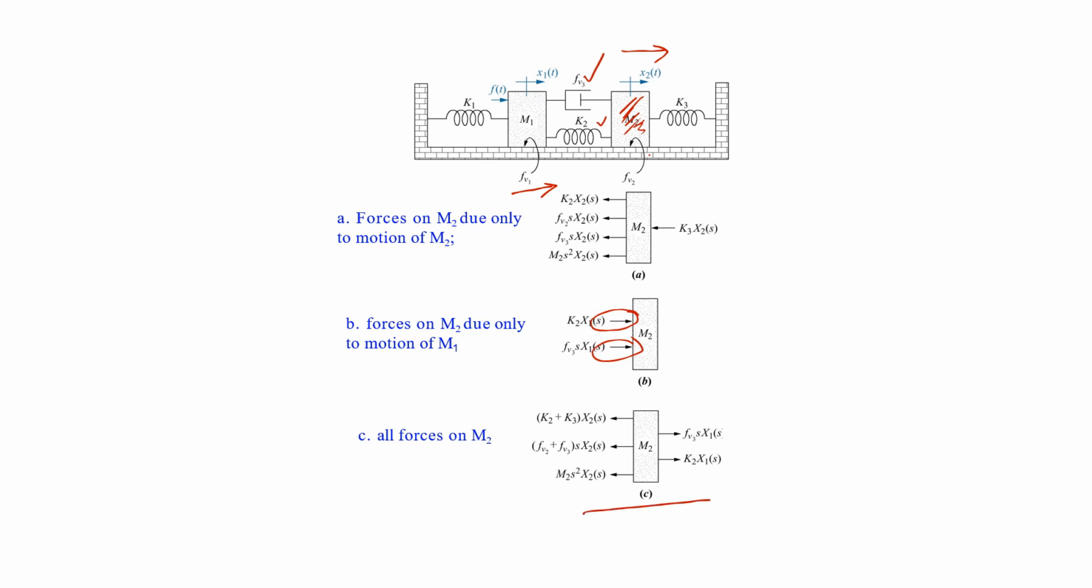In figure C, we will combine all of these forces in figure A and figure B, and after this superposition, we have the final free body diagram for the mass m2.